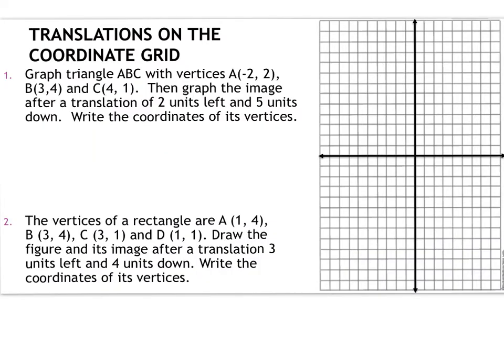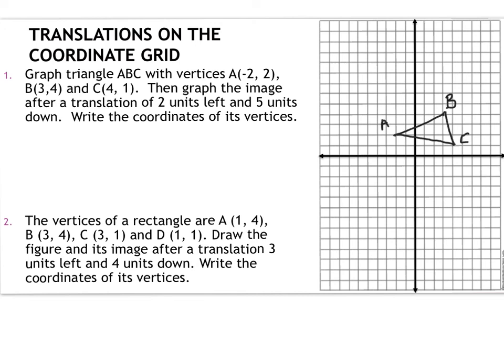Now we're going to actually take some polygons. Remember, polygons we talked about in class are just 3 or more sided figures, and we're going to move them. The easiest way to move them is on the coordinate grid, so we can describe our directions and how we are moving them. The first thing you want to do is graph the triangle ABC with the vertices A (-2, 2), B (3, 4), and C (4, 1). Why don't you pause the video and do that?